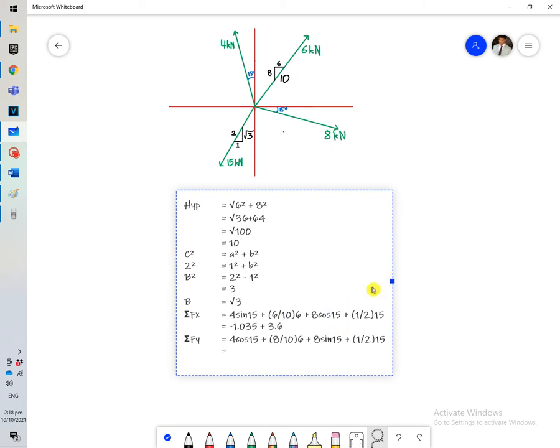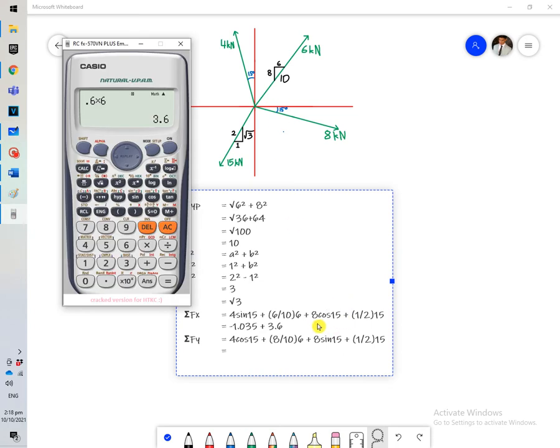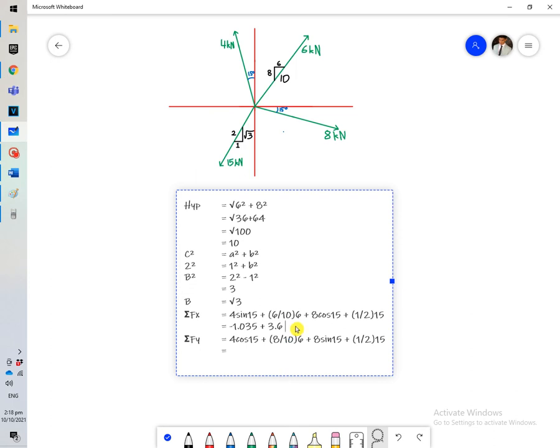Next, cosine 15. Cosine 15 kasi, punta naman ulit, adjacent over hypotenuse. So, adjacent niya is ito, over hypotenuse. So, with respect ulit sa x. So, cosine 15 times 8. So, 7.727, plus 7.727.